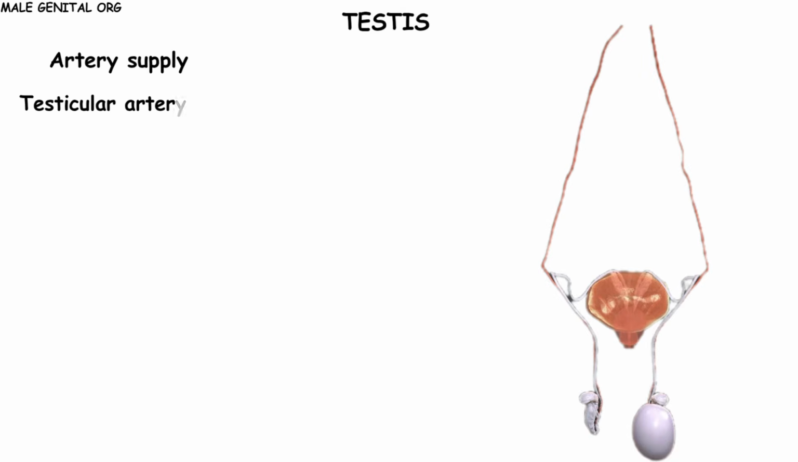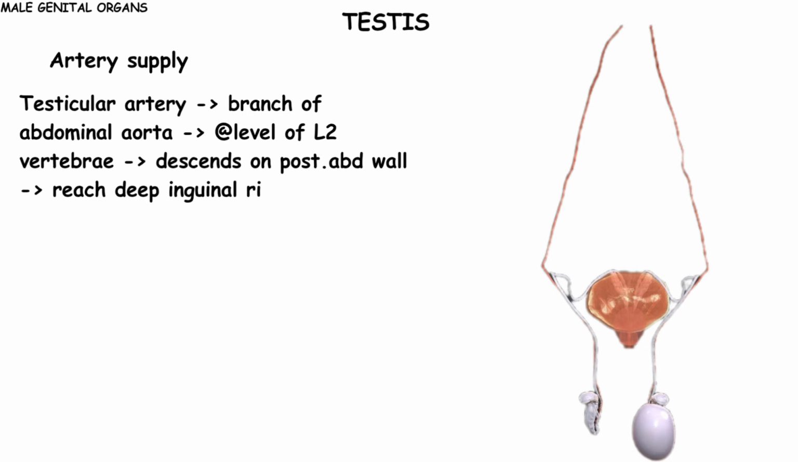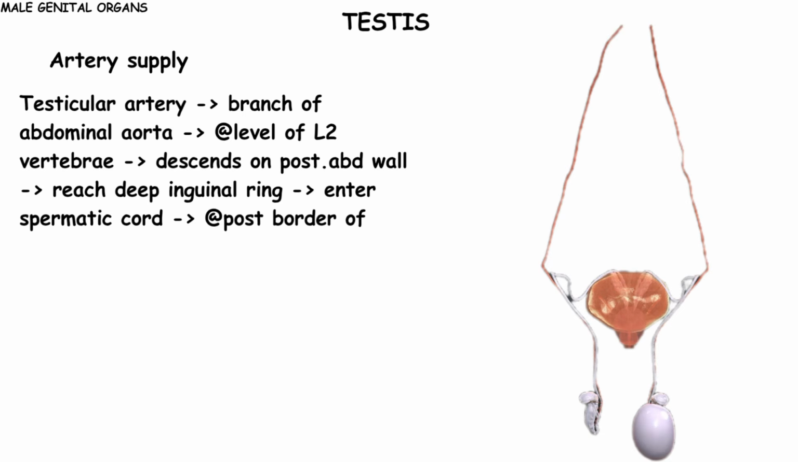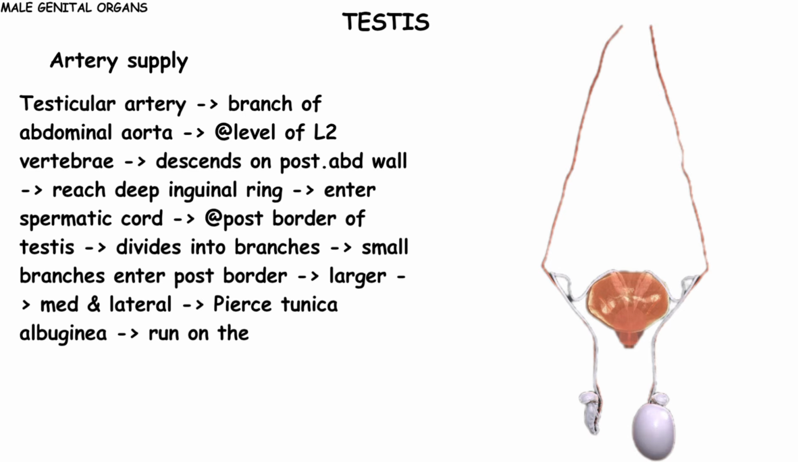Blood supply of the testis. Arterial supply. The testis is supplied by the testicular artery, a branch of the abdominal aorta at the level of L2 vertebra, which descends on the posterior abdominal wall to reach the deep inguinal ring, enters the spermatic cord, and at the posterior border of the testis divides into branches. Small branches enter the posterior border, whereas the large branches enter medially and laterally. They pierce the tunica albuginea and run on the surface of the testis to ramify in the tunica vasculosa.